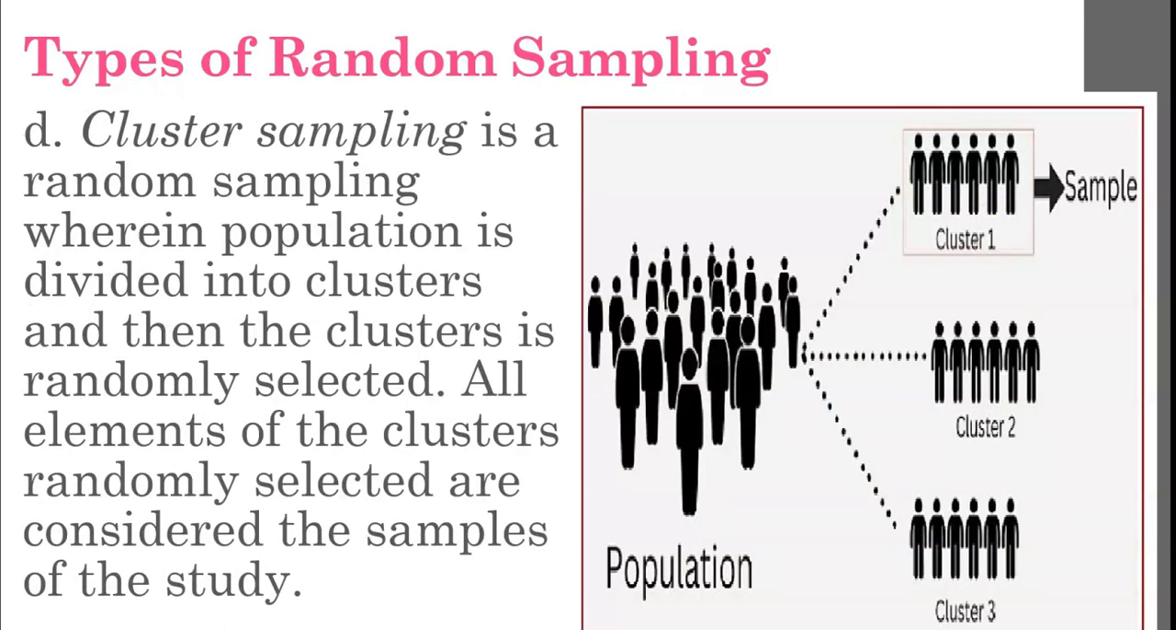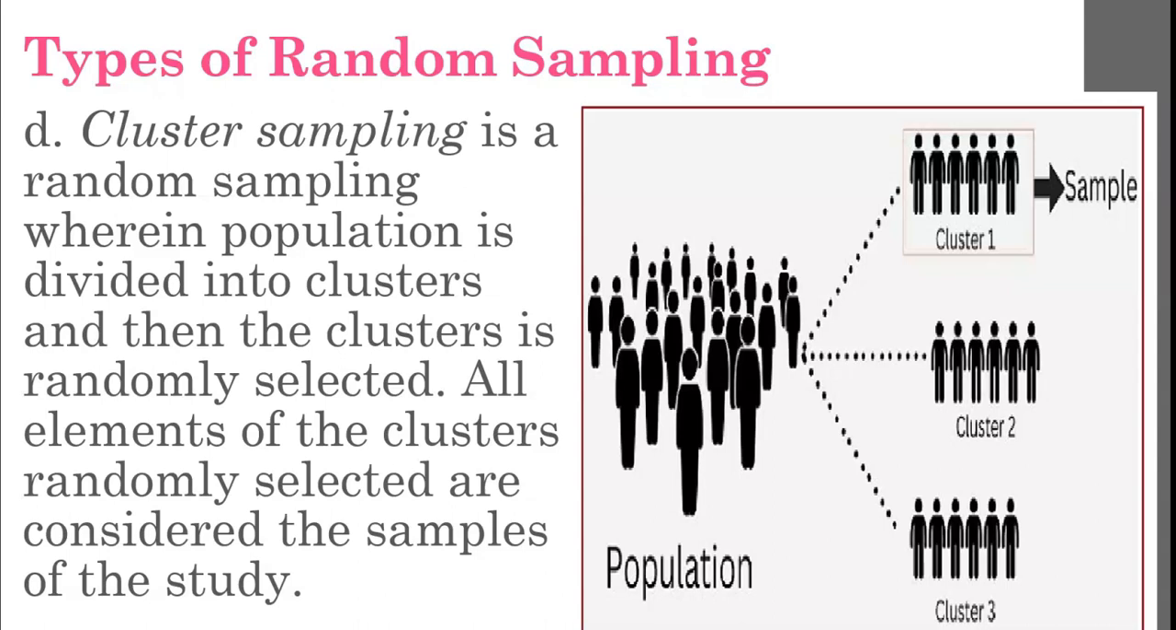The fourth type of random sampling is the cluster sampling. This is a random sampling wherein population is divided into clusters, and then the clusters are randomly selected. All elements of the clusters randomly selected are considered the samples of the study.